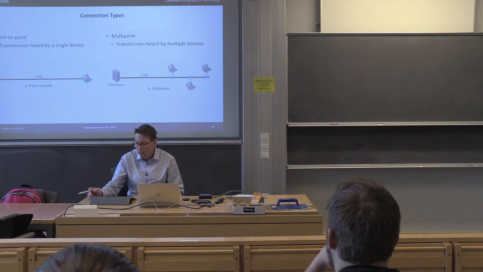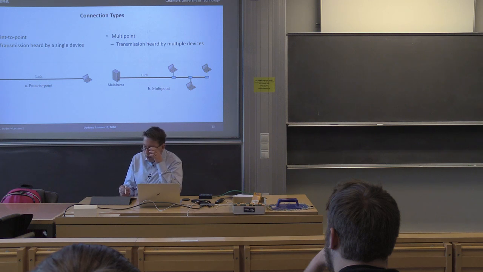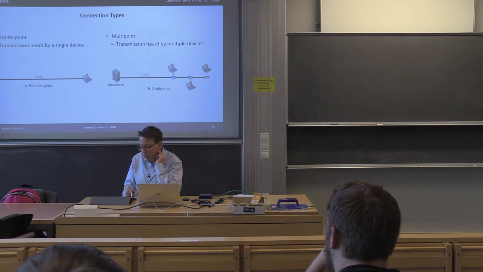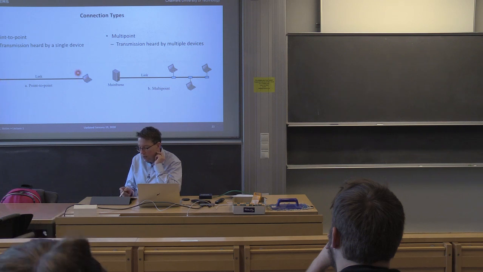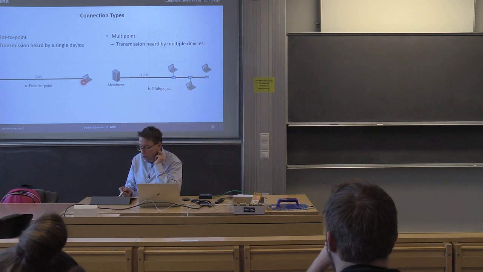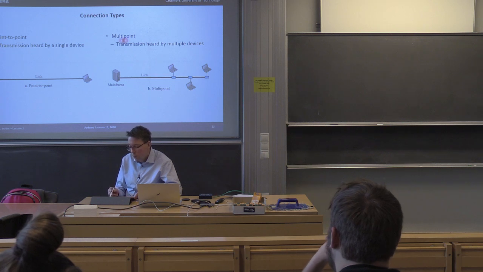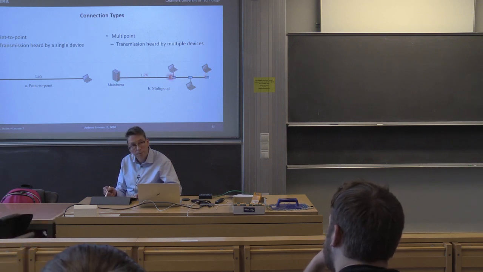So, okay. Connection types: point-to-point and multi-point connections. A point-to-point connection is when a transmission is heard by a single device. So we have a transmitter here and a receiver here, and there is a link here, and the only other node which can hear this message is a single other node. Okay, so point-to-point. As opposed to point-to-multipoint, or just short multipoint, where a transmission from, say, this mainframe goes over this link, but there are several receivers connected to this link, and all of them hear the outgoing message here.